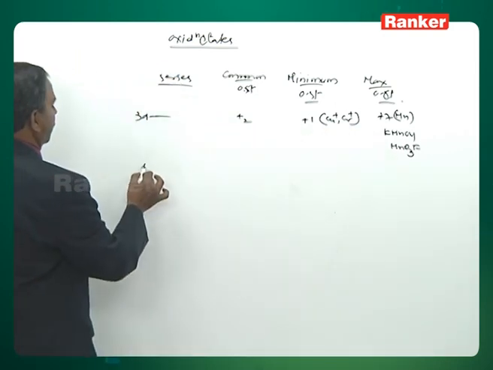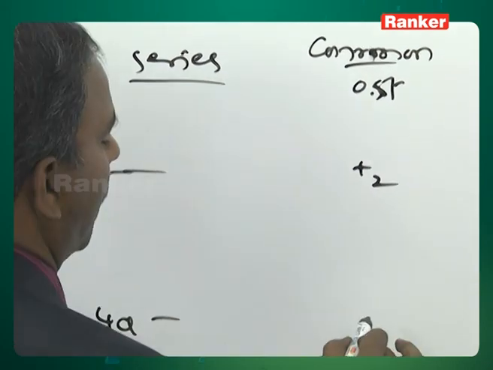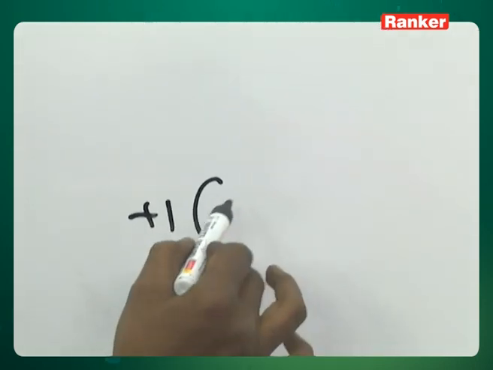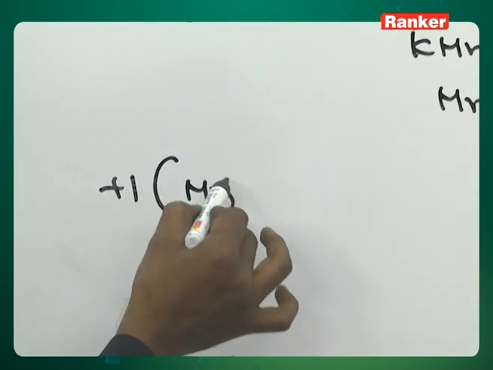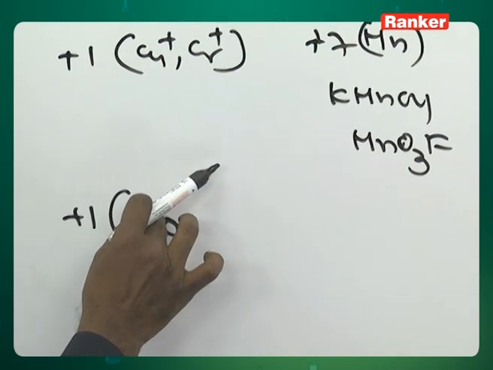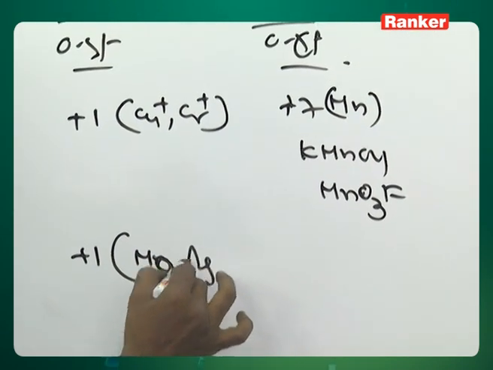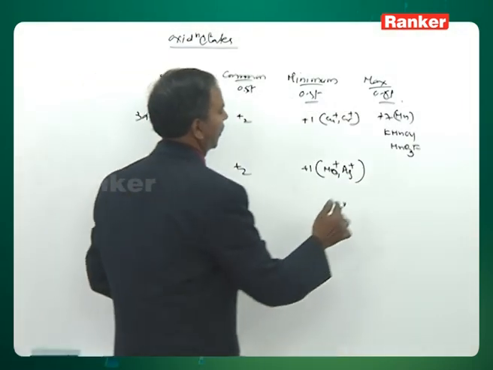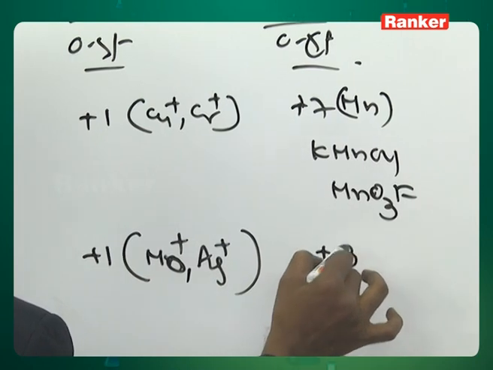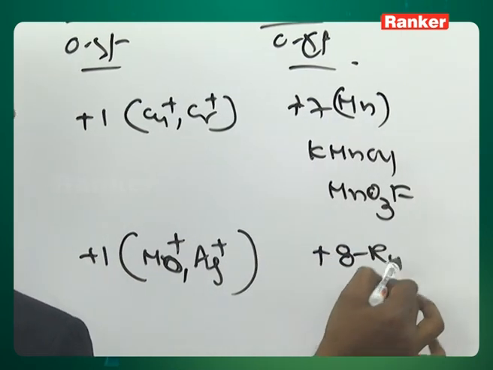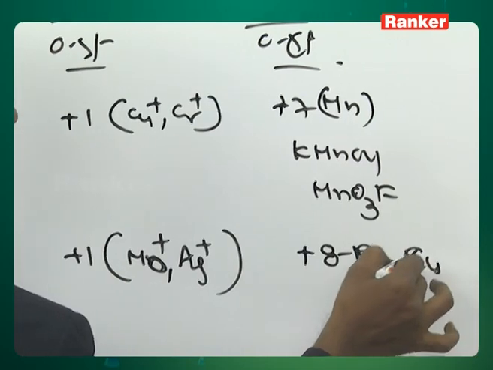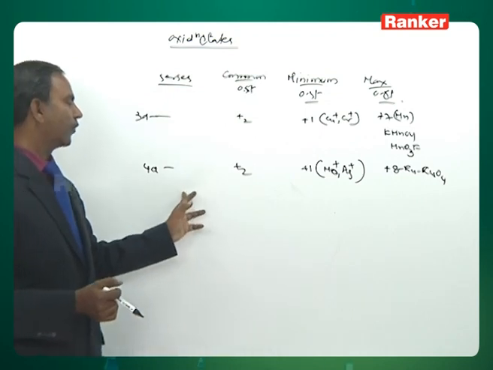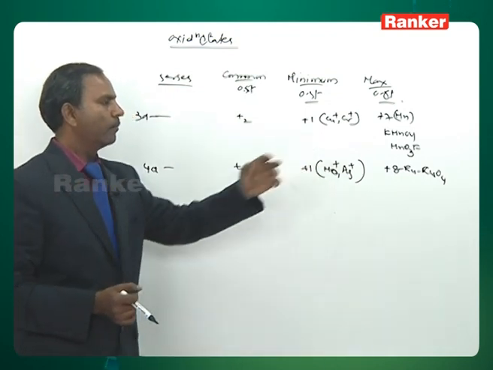Coming to the 4D series, the common oxidation state is again +2 and the minimum oxidation state exhibited is +1. +1 is exhibited by molybdenum, and again silver also exhibits +1. So minimum +1 is molybdenum and silver, and the maximum oxidation state is +8. This is generally exhibited by ruthenium in ruthenium tetroxide. Ruthenium is exhibiting +8. Again in 4D, common, minimum and maximum.